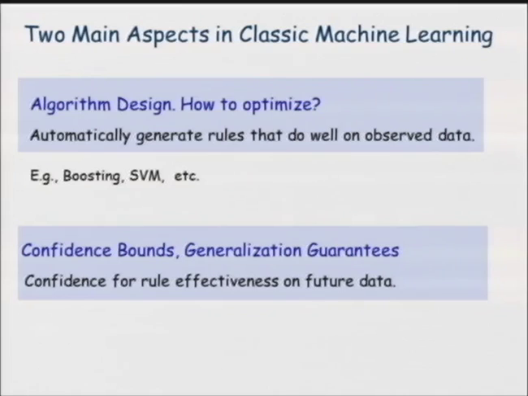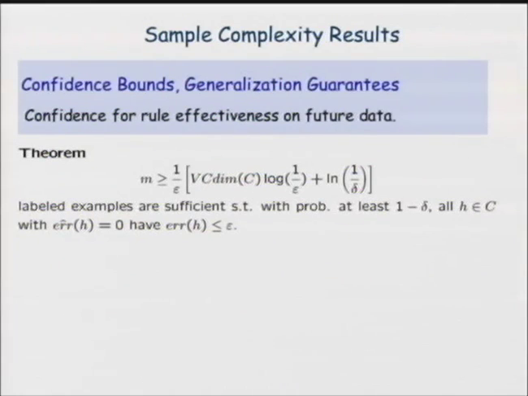Another equally important question in these models is the confidence bounds, or sample complexity, or generalization guarantees question, quantifying how many examples we need to see in order to be confident that a hypothesis that does well over the training sample will also do well in the future. This is very well understood in the classic setting. For instance, I have on my slides a classic sample complexity statement that says that if the class of functions we are using has finite VC dimension, for instance, the class of linear separators in R^d has VC dimension d.